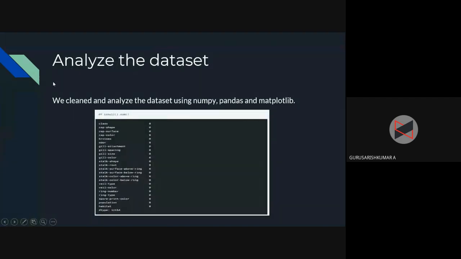There is a lot of missing data and some data in string form. So we clean and analyze the data set using NumPy, Pandas, and Matplotlib. We fill the missing data with the minimum or mean value, and we convert the string values to numerical values.